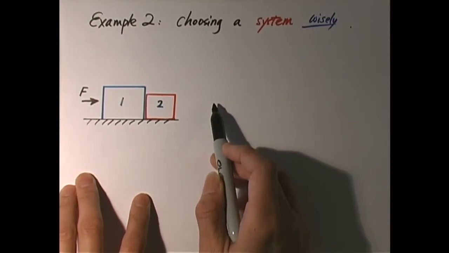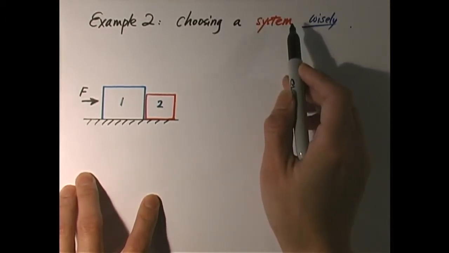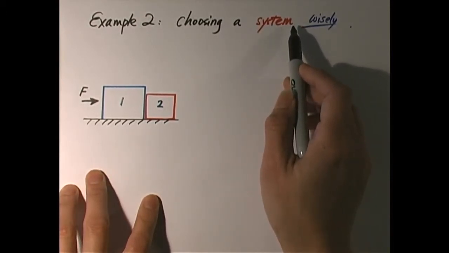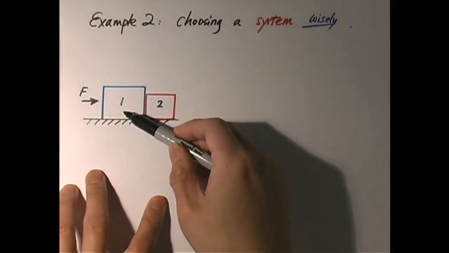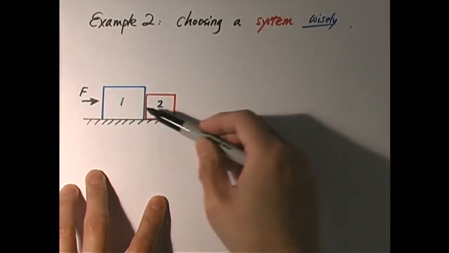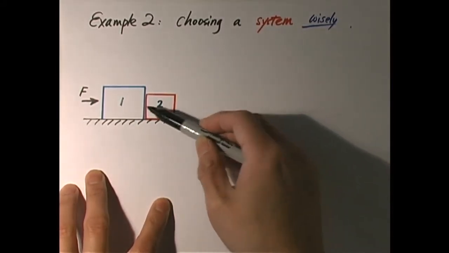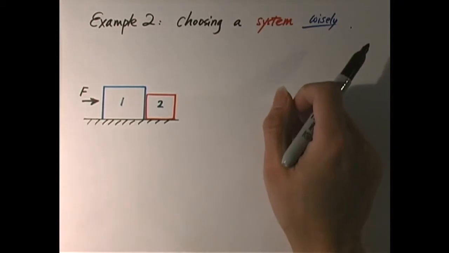Well, it's a very simple problem. So I'm sure the solution is not that hard to obtain, but I want to use this example to show you how to choose our system wisely. In this case, we have a choice. We can either split object 1 and 2 apart so that they become separate systems, system 1, system 2, or we can combine them into the same system because after all, they have the same exact acceleration.